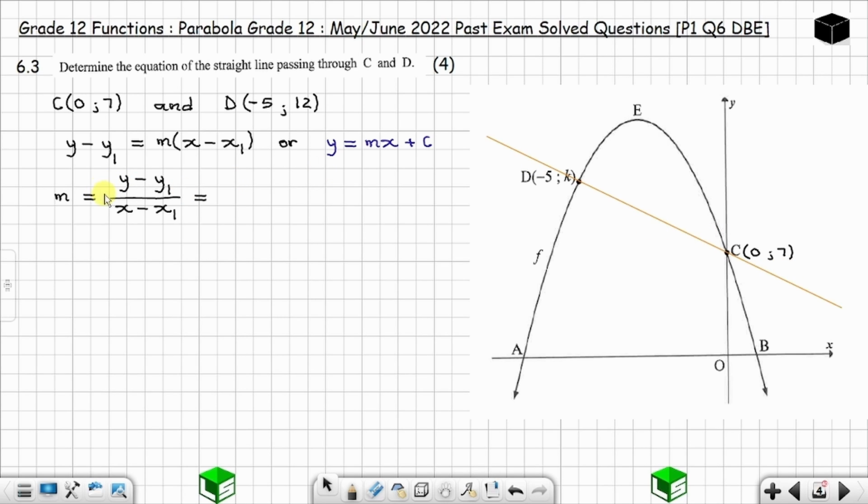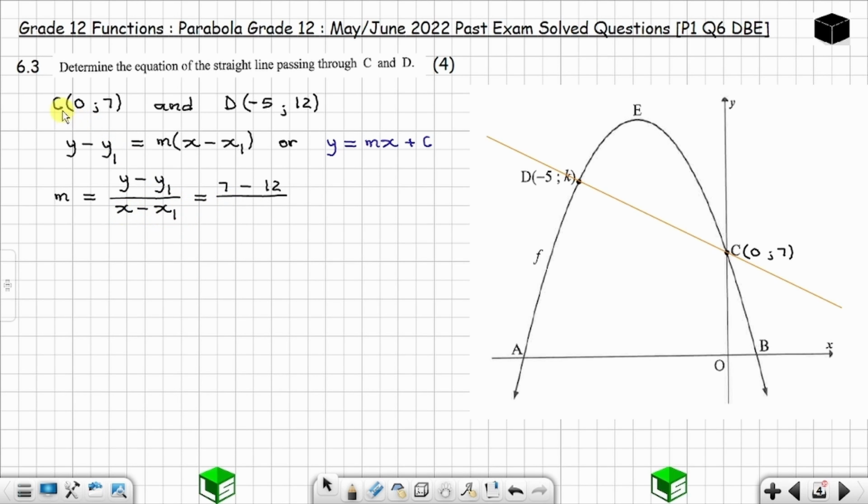I'm going to start from C to D, or you can start from D to C when taking the gradient, but I'm going to start from C to D. My y will be 7 and my y1 will be 12. The second coordinate is your y. So I have 7 for y minus y1, which is 12, over x minus x1.